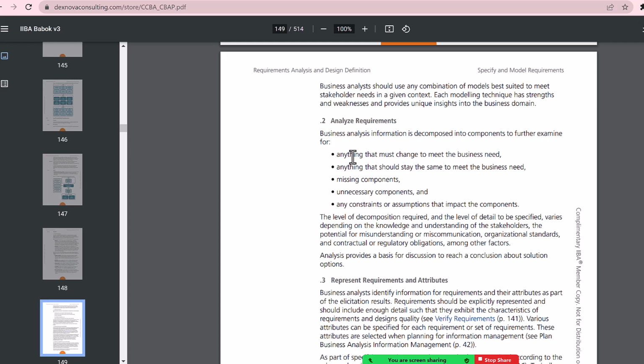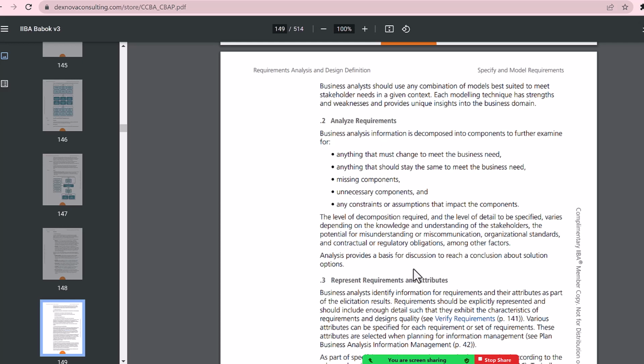So for all the requirements, whether they are according to the business need, whether we are missing any components, whether there are any unnecessary components, or whether we have any kind of dependencies or constraints, for each requirement, right? So this is how you analyze a requirement.